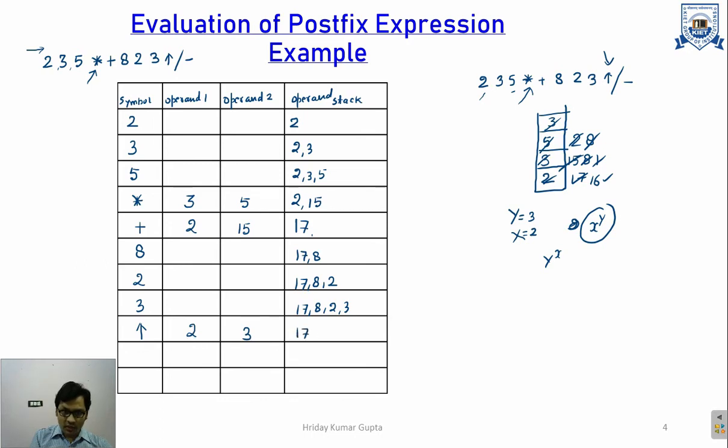So I am going to write here 17, 8, and in the place of 2, 3 I am going to write 8. Okay. Now divide is scanned. This is an operator. I will pop these two elements 8, 8. 8 divided by 8 is 1. Okay. Now the last symbol is scanned, minus. This is an operator. I will pop these 2 elements 17, 1. 17 minus 1, not 1 minus 17. Remember, 17 minus 1 is 16. Then the answer is 16. Right.